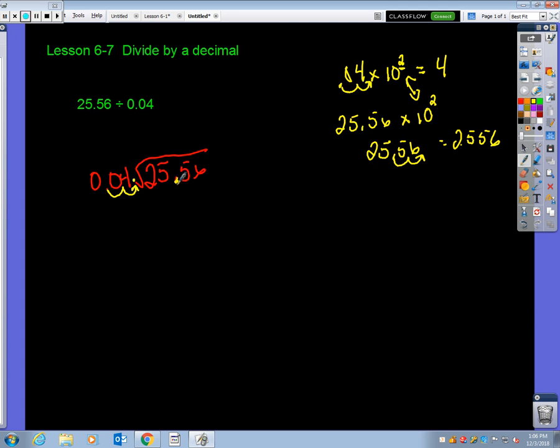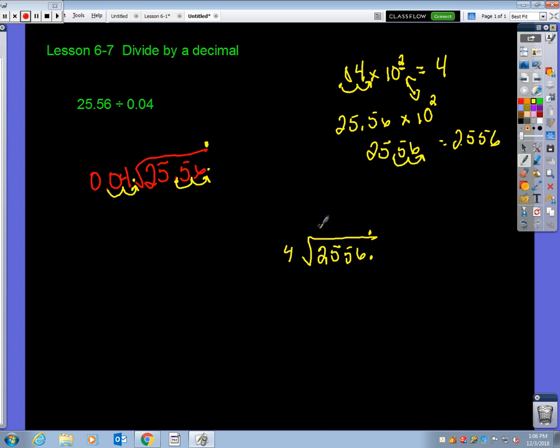So now I can rewrite my math problem. Once I move the decimal, now I kick it up. You can keep this mess, or if you'd rather rewrite the math problem, you can. It's just going to be 255.6 with the decimal point kicked up, divided by 4. And now we do our long division.